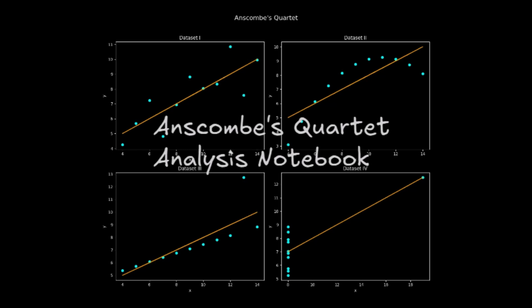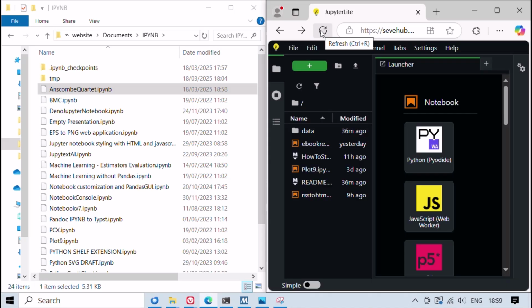Local Jupyter notebooks can be easily dragged and dropped into the browser's JupyterLite interface. In this example, we will display the 4 quartets of the Anscombe dataset.